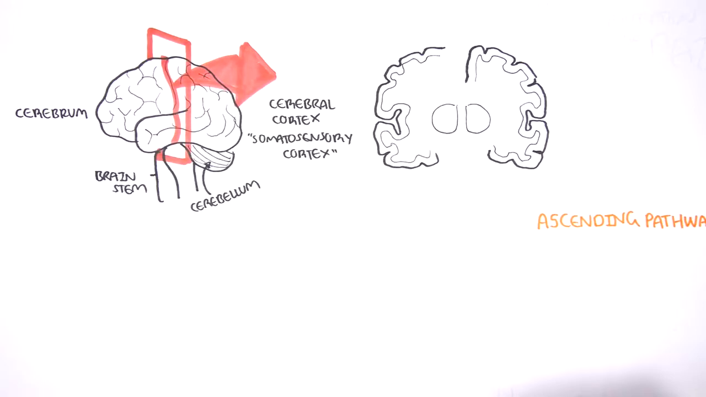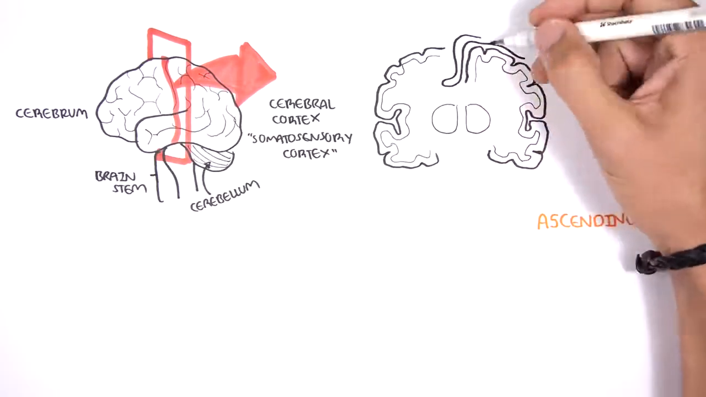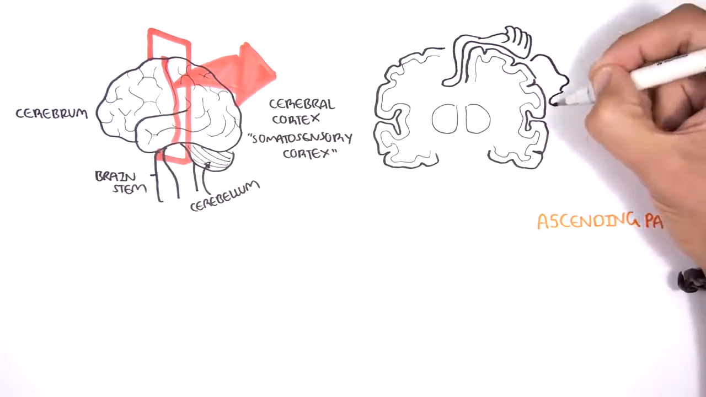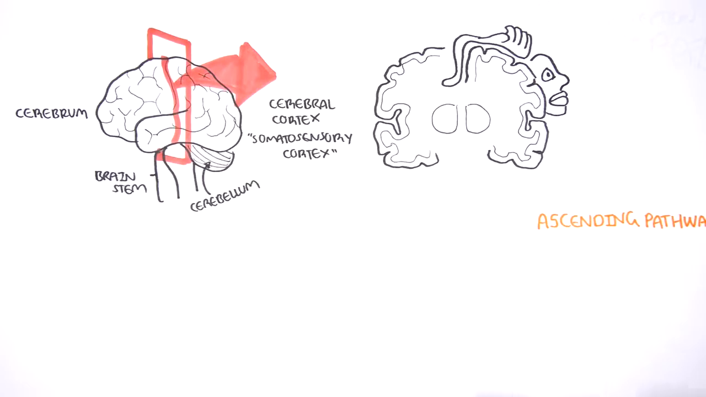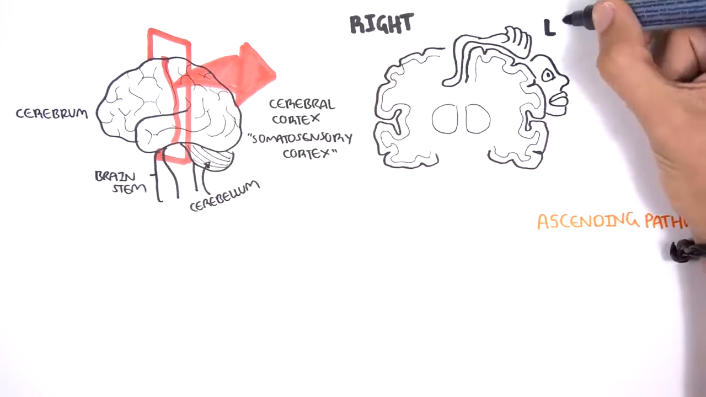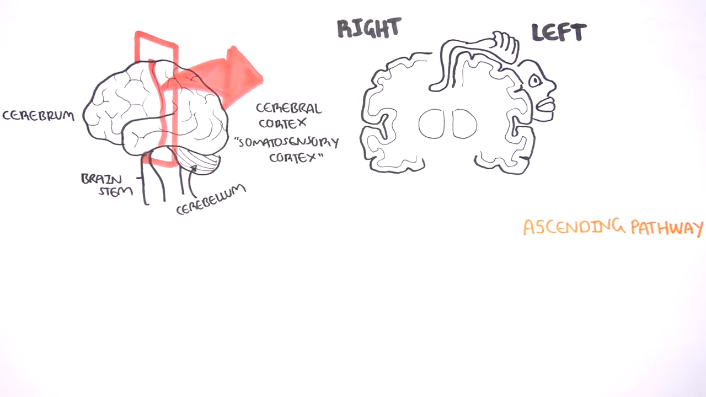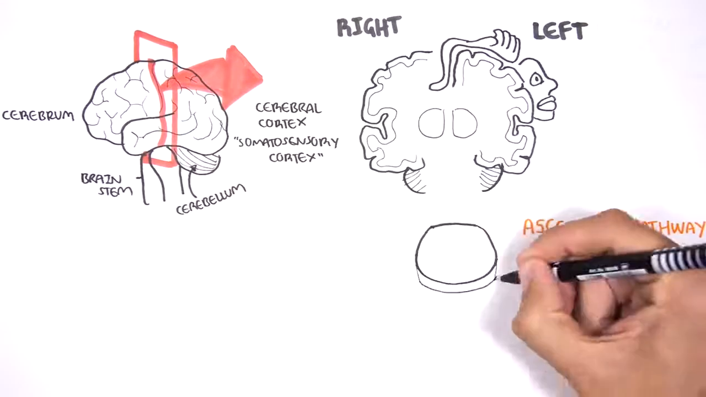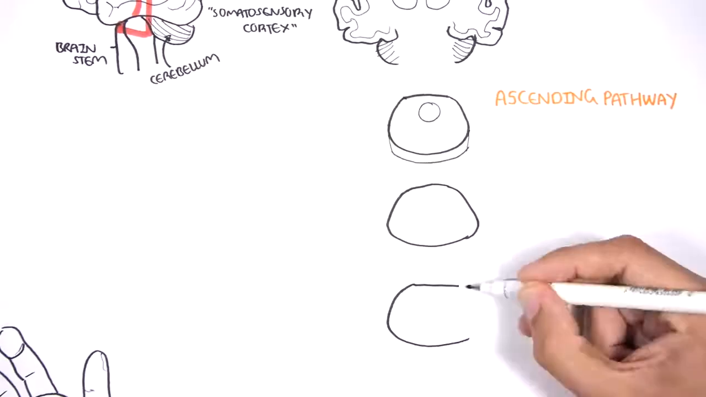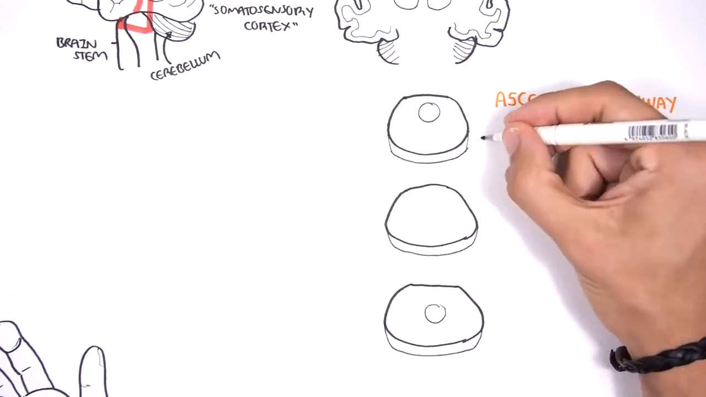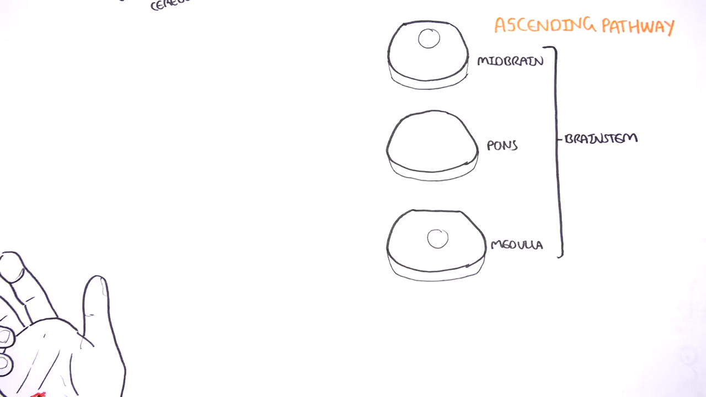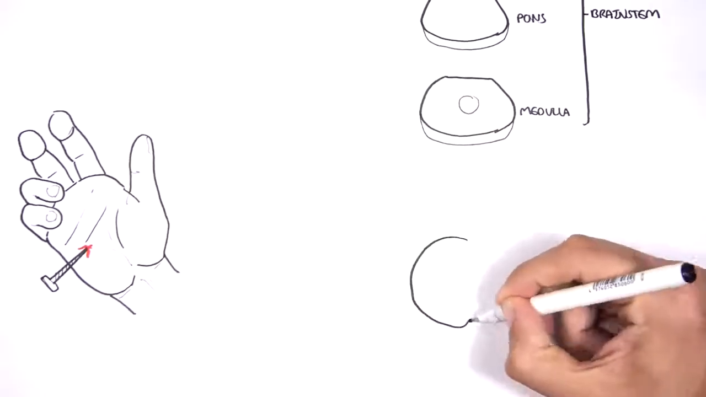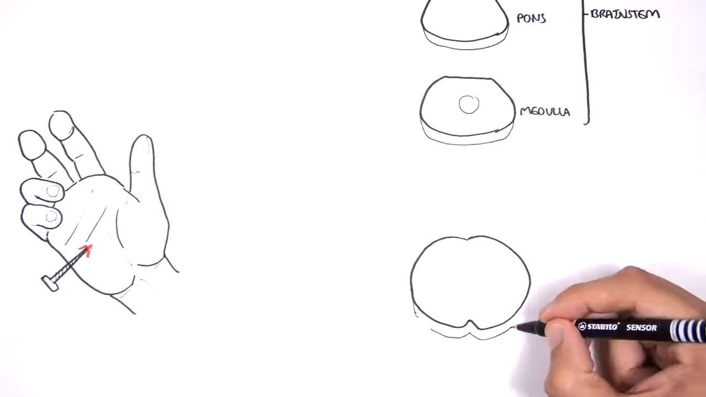So for example, let's look at the left side of the somatosensory cortex. The outer region here represents the leg, hand, and face. Again, this is your right side and this is your left side of the brain. The brain continues on and joins with the brainstem, which is made up of three main components: the midbrain, pons, and medulla. These are cross-sections of the brainstem. The brainstem then continues on and becomes the spinal cord.